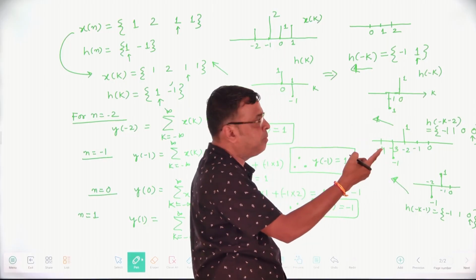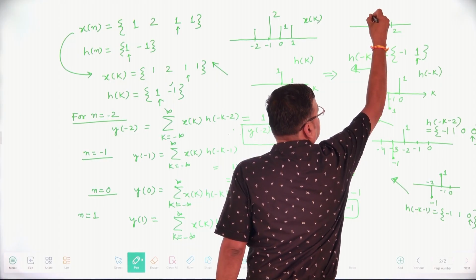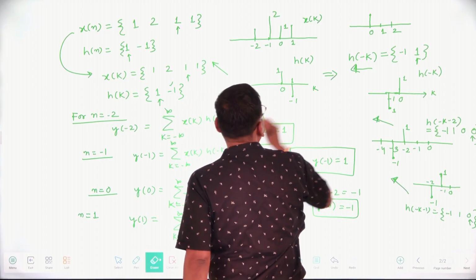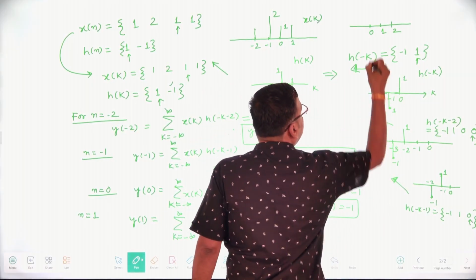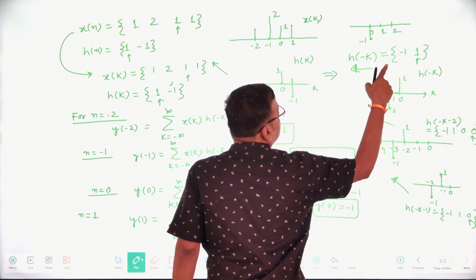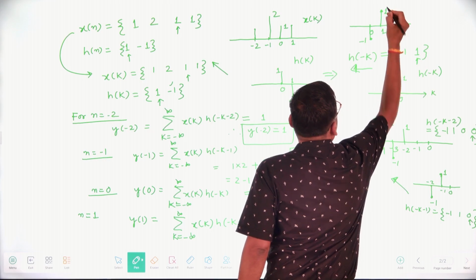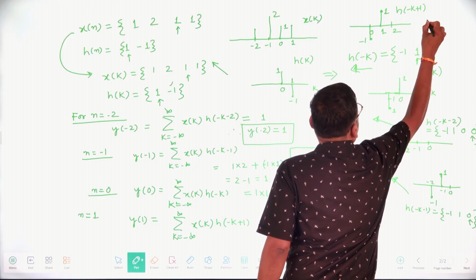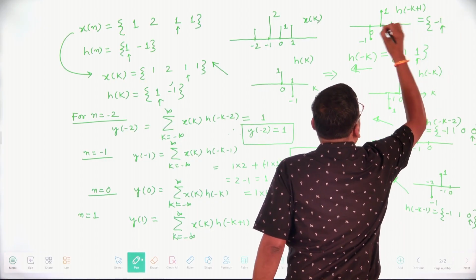Whatever is at minus 1, this is your h of minus k. After folding, we are going to shifting. Whatever was at minus 1 goes to 0. Sorry, this is my minus 1. Whatever was at 0 goes to 1 here, like this. This is your h of minus k plus 1, and in sequence representation, that is minus 1 and this is 1.